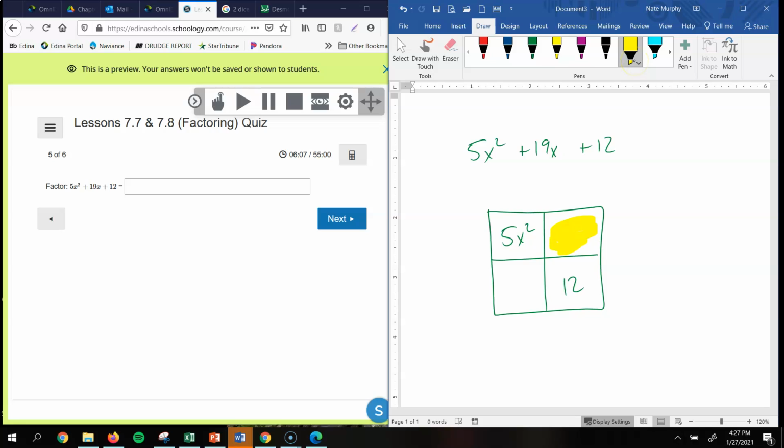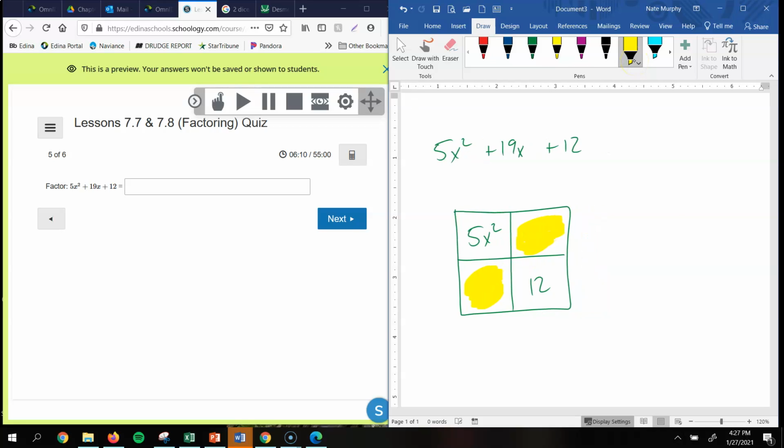Now our goal is to figure out what goes in these two boxes. So to figure that out, that's where we're going to multiply together the 5x squared and the 12. So we would have 60x squared. And then we have the 19x. So I'm trying to find two numbers that multiply together to be 60, that add together to be 19. So if you had problems with this, I understand that, but after a while, maybe you ended up getting 4x times 15x, because 4x times 15x is 60x squared, and 4x plus 15x is 19x. We're going to use 4x and 15x there.